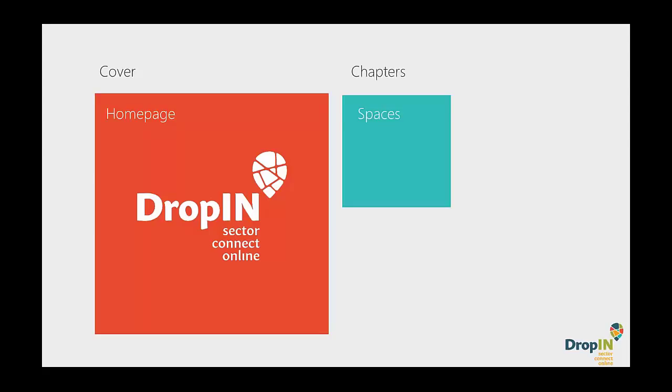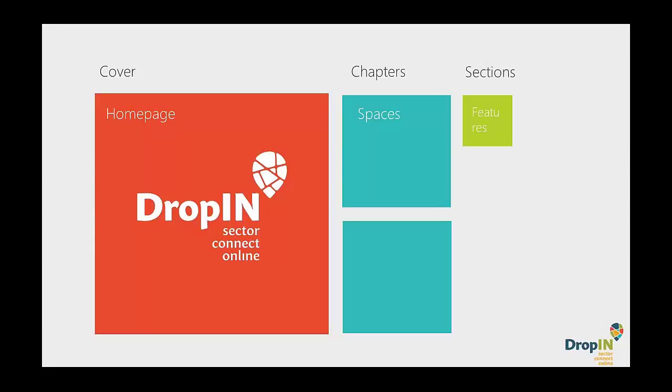Then we have the chapters in the book. In Dropin, the chapters are the spaces. So you have many spaces for the many projects that we host. And these spaces are like putting together many features and pages all together in one chapter, right? So then we have the sections. Inside every space, so inside every chapter, we have different features, right? Here I'm just putting as an example 2 for each space, but we actually have around 9 per space.